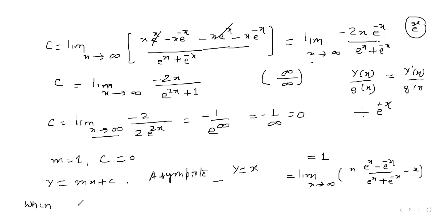When limit x is tending to minus infinity, in that case, we will get m equal to minus 1 and c equal to 0. Thereby, we will get the asymptote as y equal to minus x. So we have got two asymptotes, and the same can be graphed. So let's draw the graph also.